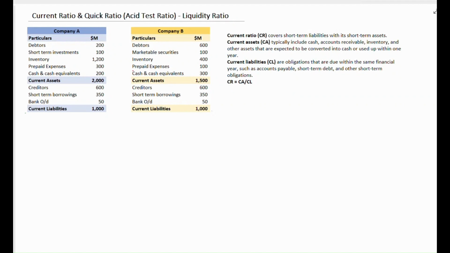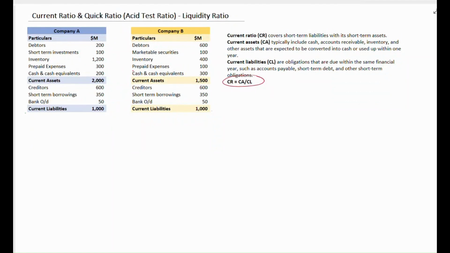Okay, the short-term assets include cash and equivalents, receivables, inventory, and other short-term assets that are expected to be converted into cash and/or used up within 1 year's time or 12 months time. Now current liabilities are basically obligations that are due within the same financial year and include payables, short-term debts, bank overdraft, and other sorts of short-term obligations. Okay, thus the formula for current ratio is pretty simple: current assets divided by current liabilities.